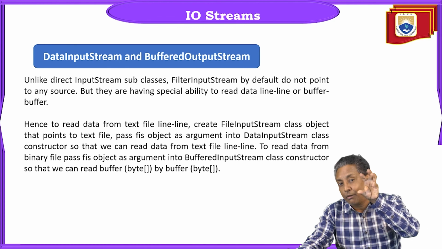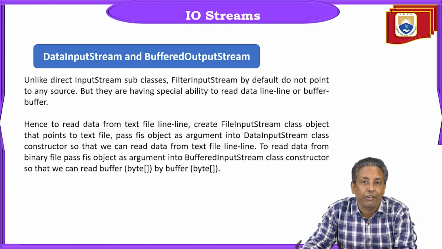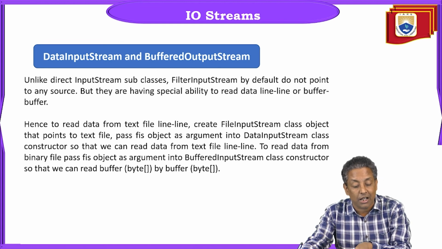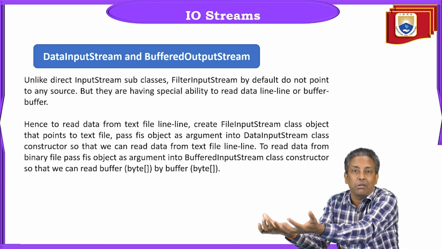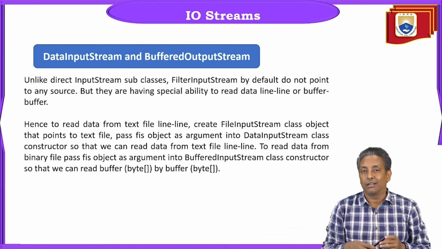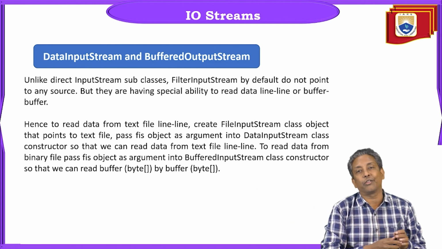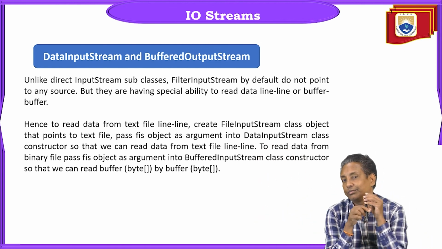Suppose you want to read buffer by buffer. Instead of using the DataInputStream class, you can use the BufferedInputStream class. With BufferedInputStream, each read operation can read buffer by buffer instead of line by line. That is, there is no limit of a new line character. 1024 bytes means 1024 bytes. If you ask for 10 KB, it will read 10 KB of data at a time.